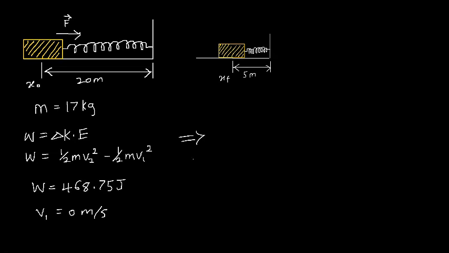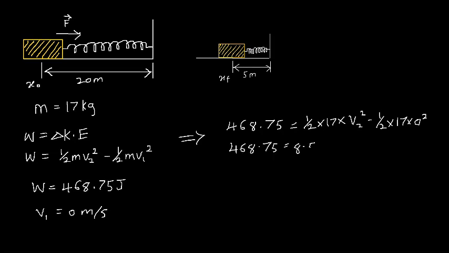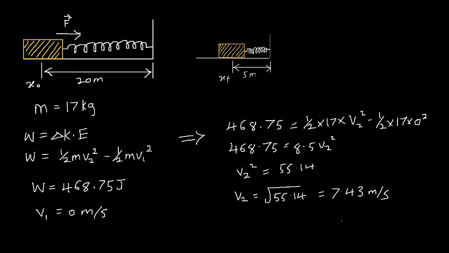And so we have 468.75 equals half of 17 times v2 squared minus half of 17 times 0 squared, which gives us 0, of course. So we have 468.75 equals 8.5 v2 squared. Solving for v2, we eventually arrive at 7.43 meters per second as our final velocity of the crate.